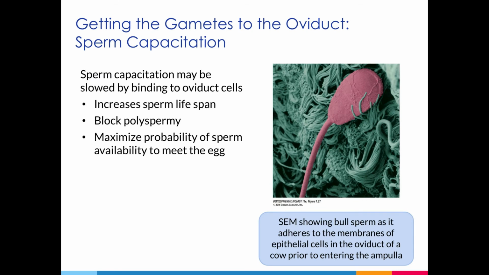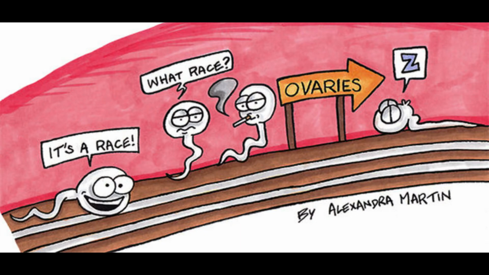So having the sperm bind to the isthmus of the oviduct increases the chances that there will be sperm available once ovulation happens and the oocyte is present within the oviduct. In humans, studies have shown that the sperm that fertilizes the egg could have been present within the reproductive tract for up to 6 days. So once again, the fastest sperm is not usually the one that wins the race.